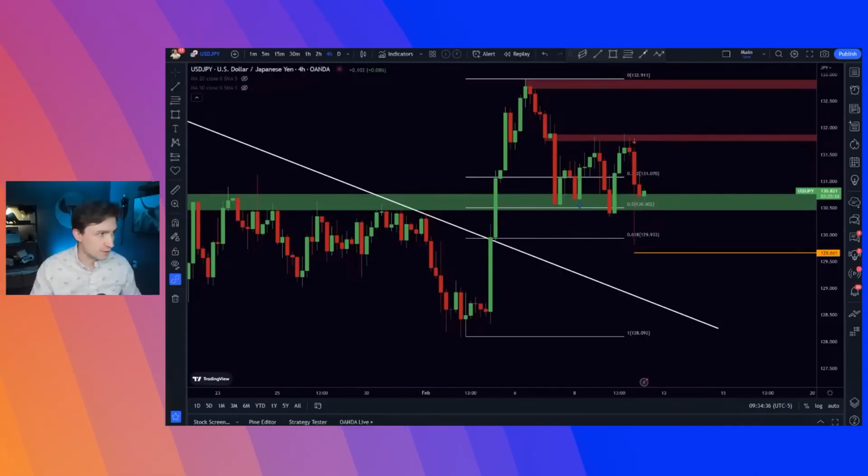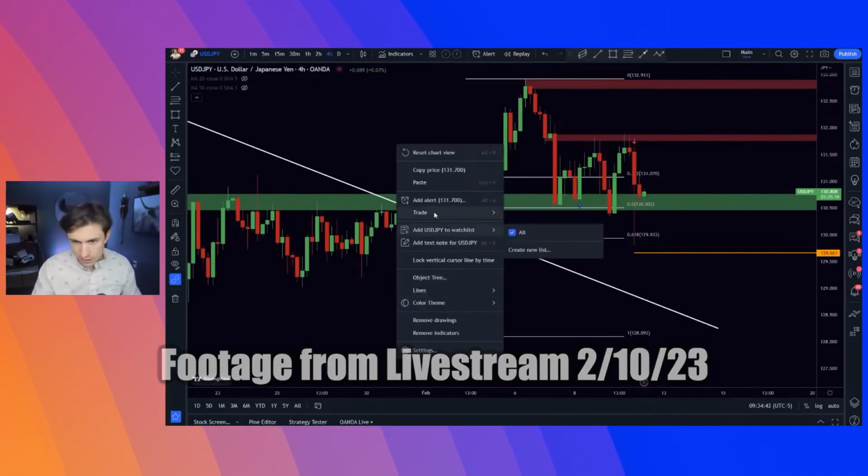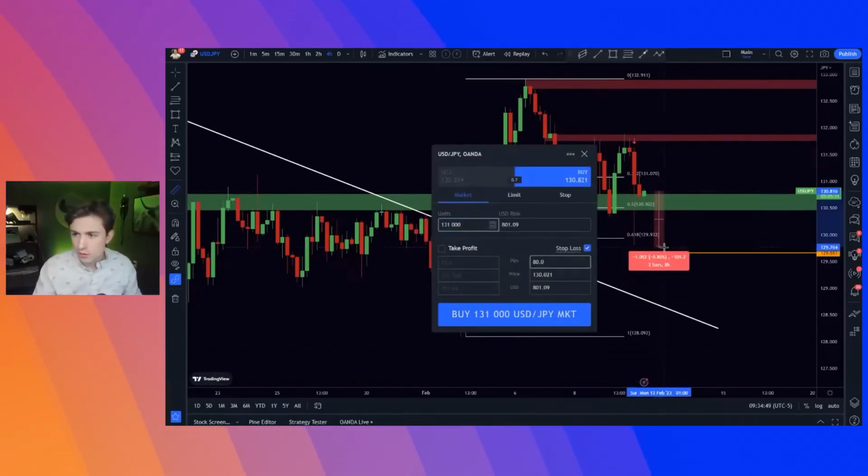Go through this trade together. So like I said, I want to get long dollar yen. I'm going to be risking, let's see, set up my trade here. Stop loss. So I want to put my stop loss below this low, which means I need to widen my stop just a bit at 100. Let's call it 105 pips.